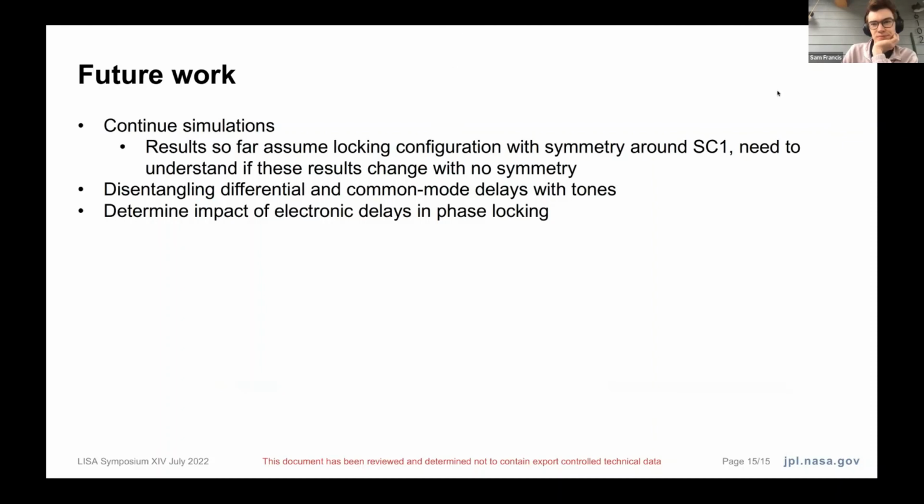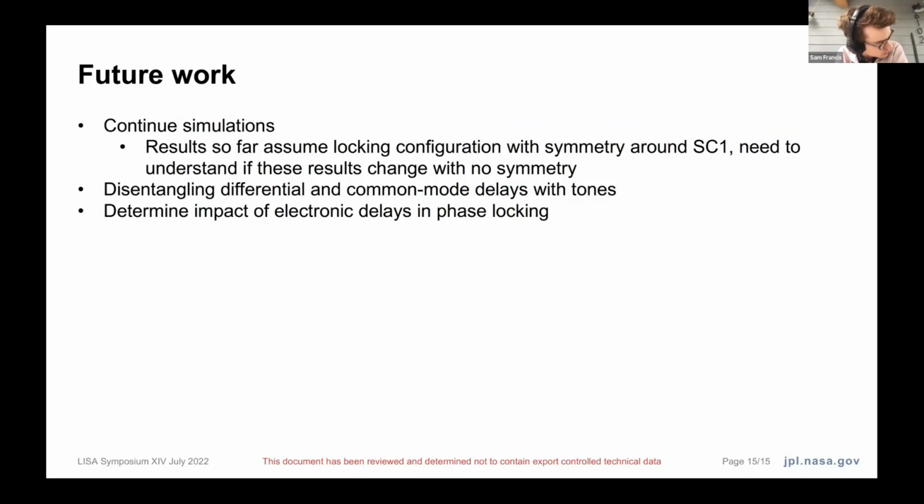I was just curious about, so this is purely data analysis for common mode laser noise reduction. Have you thought about how this is feasible in practice? Have you designed with FPGAs and lasers and whatever else is necessary in an experiment to verify the data analysis you've done?